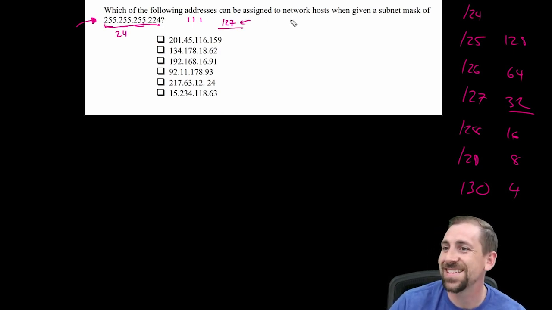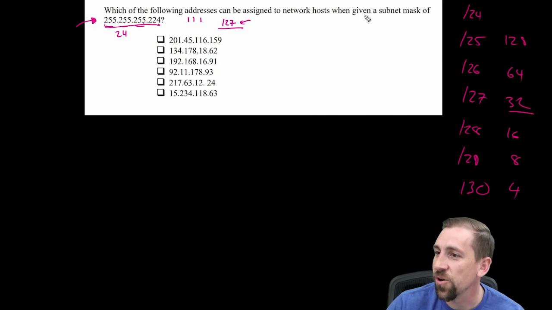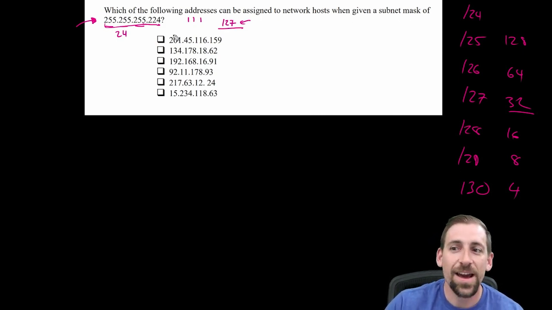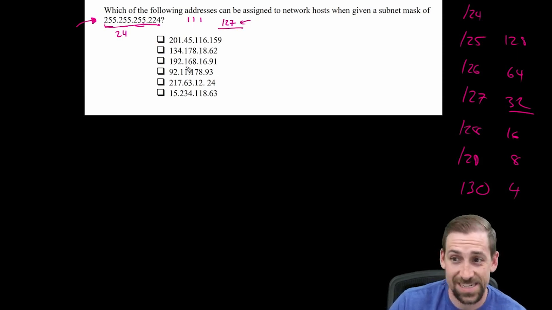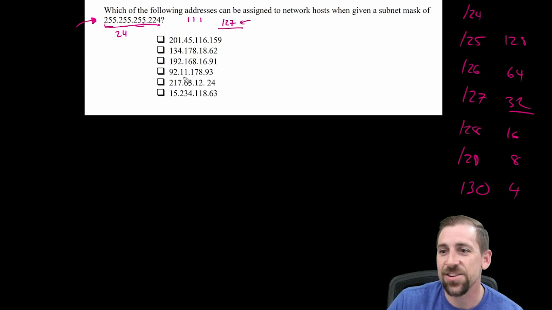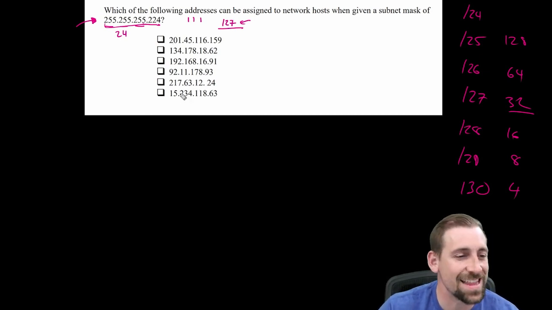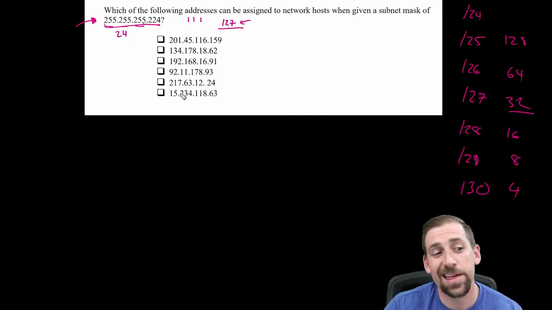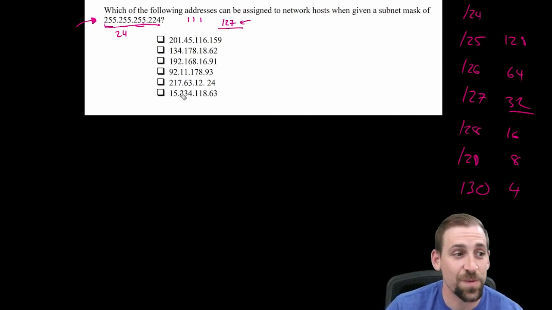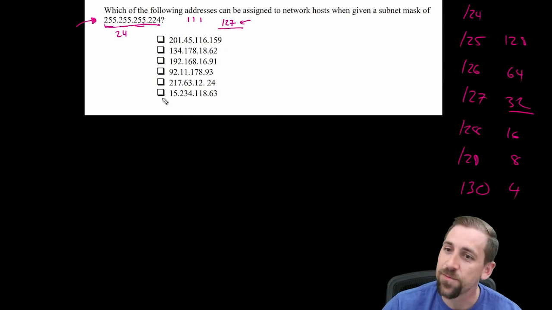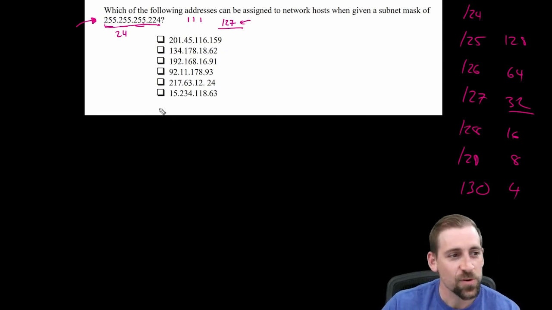And so which of the following addresses can be assigned to network hosts given a subnet mask? By the way, any of these, 201.45.116, 134.178.82, 192.168, that's in the private address space, 92.11, 217.63.12, none of these are indicating to me that they can't be assigned to hosts. If it were like the 127, the loopback address space, maybe that would also prohibit it, but we don't see any of the 127s here or any of these really unique spaces. So any of these are valid first 3 octets.